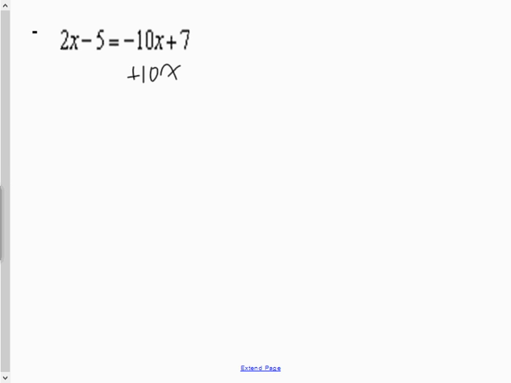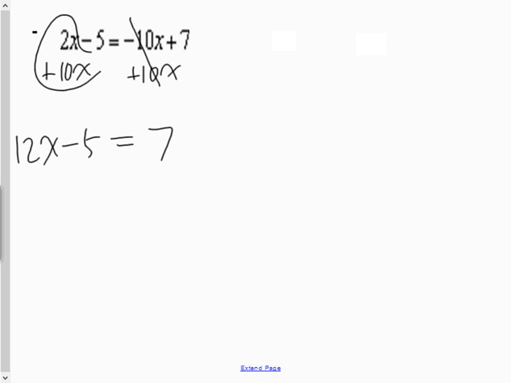So I'm going to add 10x to both sides, which is adding a monomial to a binomial. Here, this is going to make a 0 pair. And on the right-hand side of my equation, I'm going to be left with just a 7. Over here, I'm going to have 12x minus 5, because these two terms are like terms, and I can combine them to make 12x.